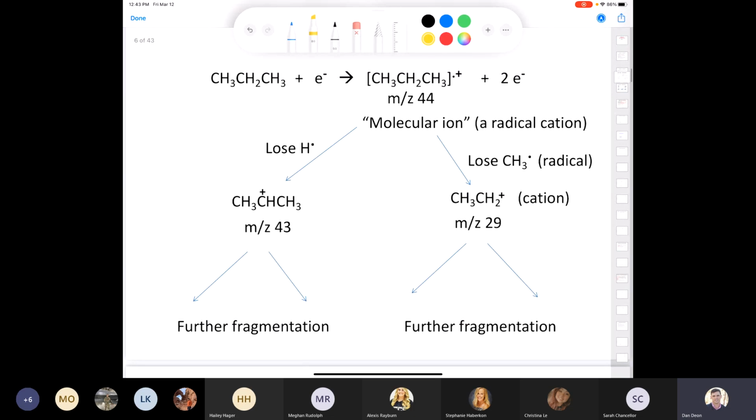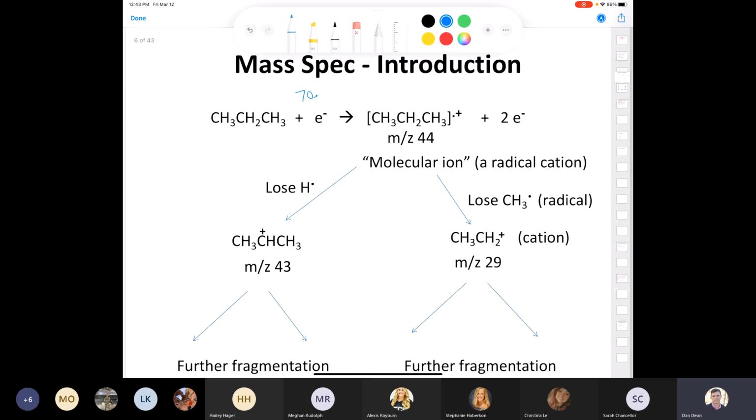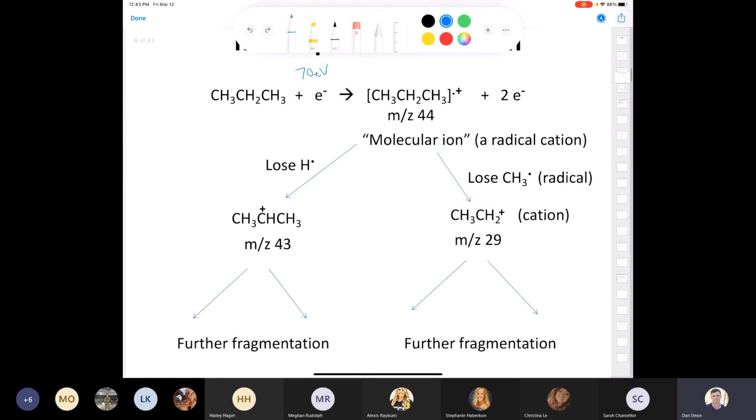For example, if you take a simple molecule like propane, you'd hit it with a high energy beam of electrons. So this is, let's say, 70 electron volts. You make a radical cation. That's what's happened here. Okay, there's our radical cation, and it has a mass over charge of 44. Remember, we're dealing with low resolution mass spectrometry. The mass of a carbon is closest to its atomic mass, which is 12. The mass of a hydrogen is 1. So if we tally up 3 times 12, which is 36, plus 8 hydrogens, we get a mass over charge of 44 divided by 1, which is 44.